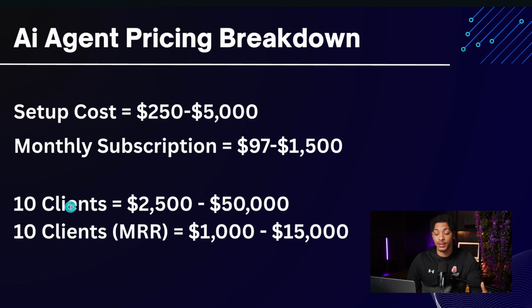Once you get 10 clients, that's anywhere from $2,500 to $50,000 that you've made. And that will be anywhere from $1,000 to $15,000 in monthly recurring revenue. So you can take that vacation for 2 months straight and not work and still have money coming into your bank account, because you deserve that, right?